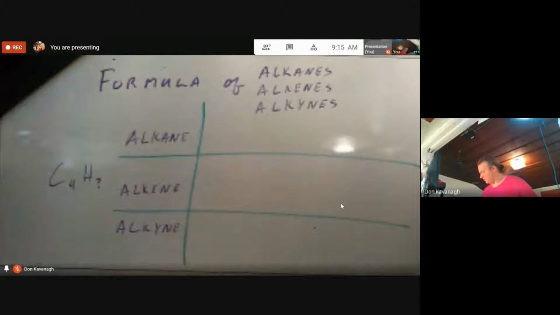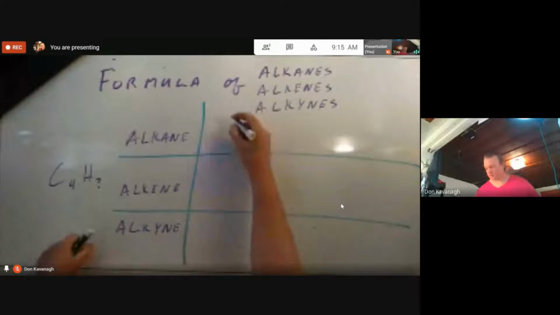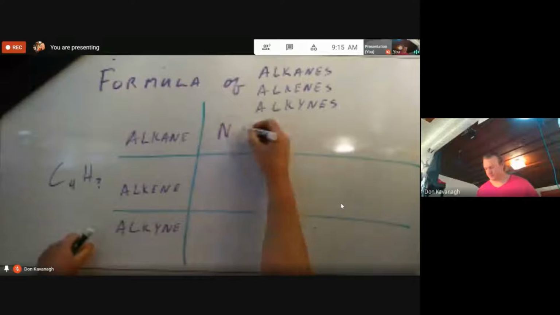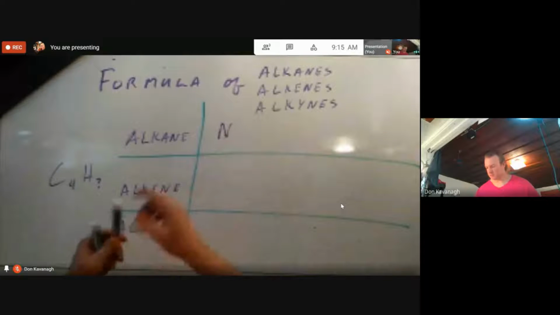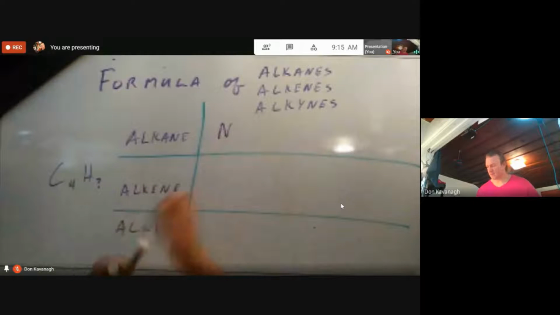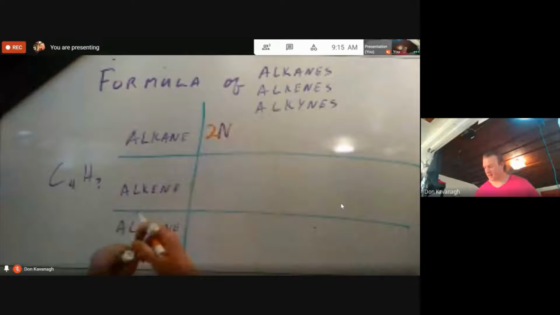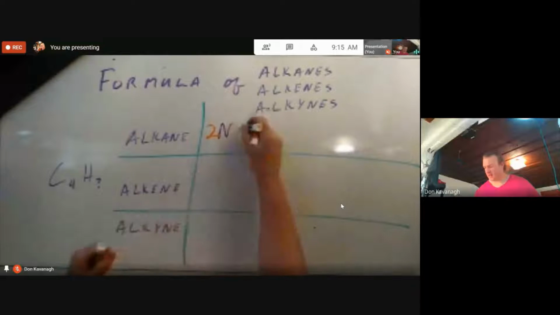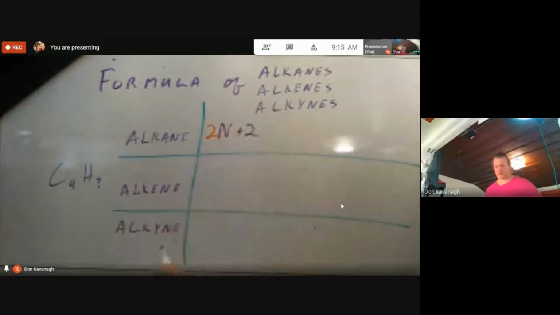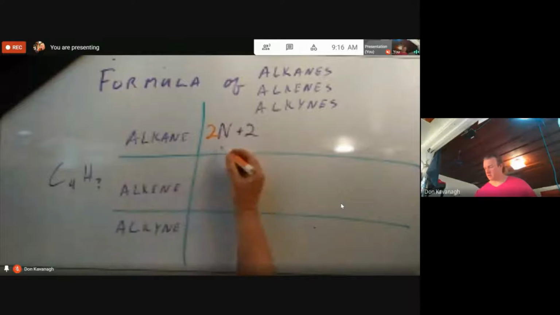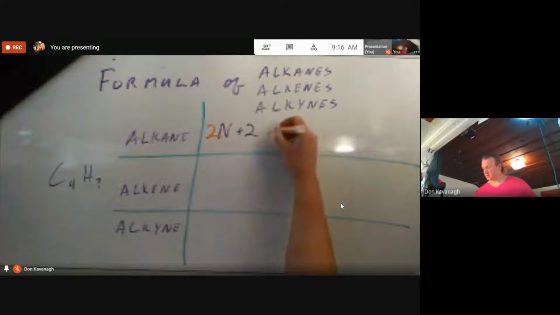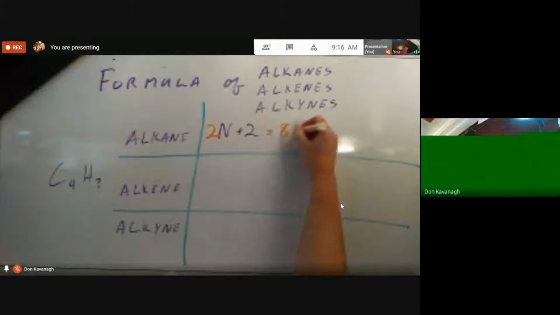If we know the number of carbons, in this case 4, we can take that number of carbons multiplied by 2 and then add 2 more. And that will give us the number of hydrogens. So there are 4 hydrogens in here. That should give us 8. There are 8 hydrogens in this compound here.